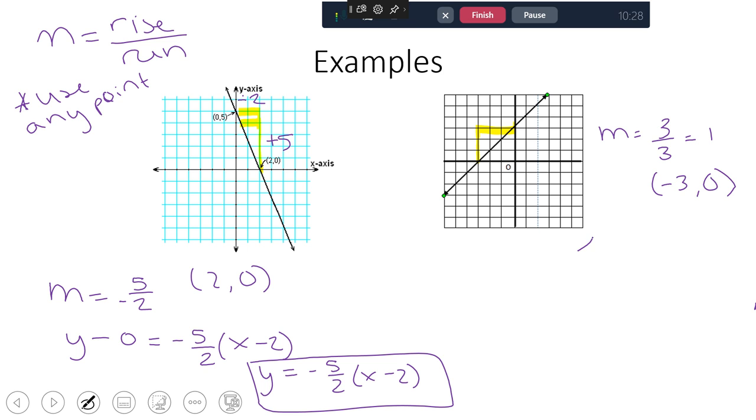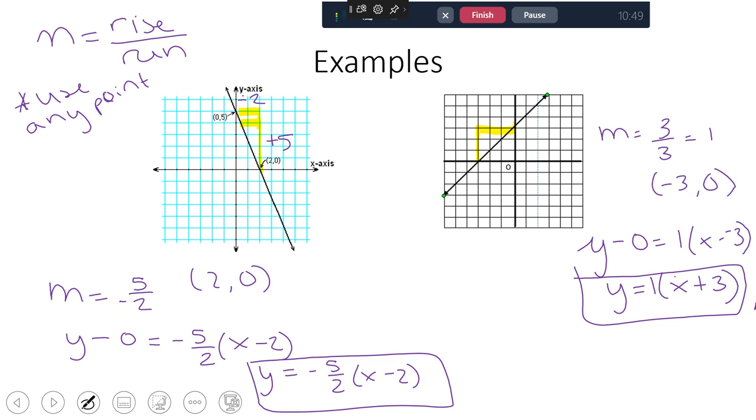So we're going to do y minus 0 equals my m, 1, x minus negative 3. So that 0 goes away, and instead of a negative negative, it becomes a positive. You can literally use whatever point you want, okay? Unless they tell you what point to use.